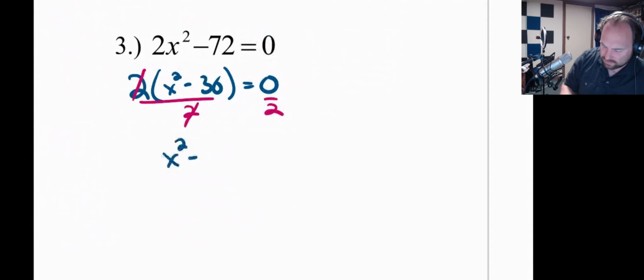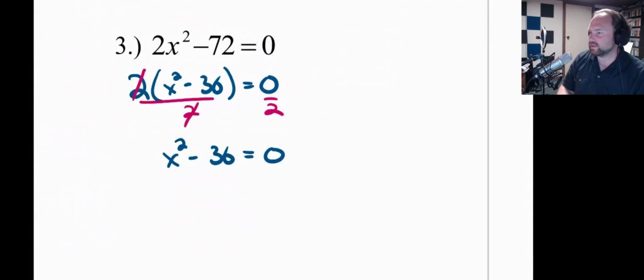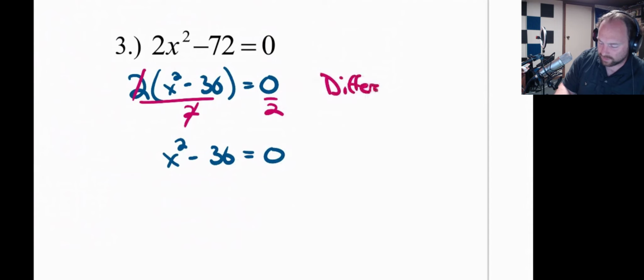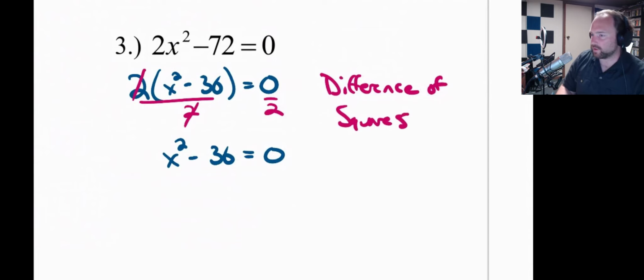X squared minus 36 equals 0. You might recognize this as a difference of squares. Another really common thing that pops up all the time in every math class you're going to have from now on. Whenever you have two things that are squared and subtracted, you can easily factor them into x plus 6 and x minus 6 in this case.